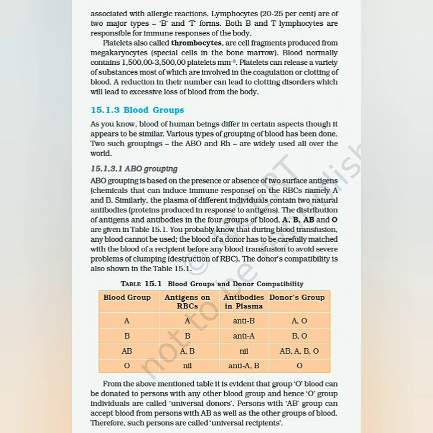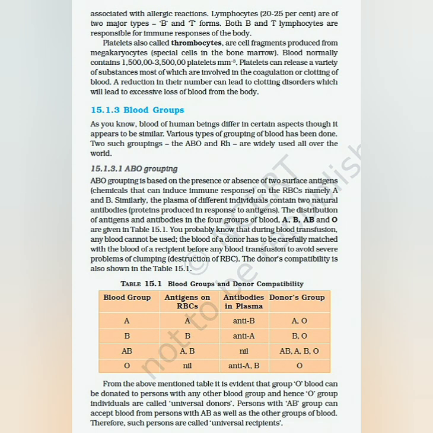Blood group A has antigen on RBC, A, antibodies in plasma, anti-B. Donor group is A and O. In blood group B, antigen on RBCs is B, antibodies in plasma, anti-A. Donor group is B and O. Blood group AB, antigens on RBCs A and B, antibodies in plasma, nil. Donor group AB, A, B, O. Blood group O, antigen on RBCs nil, antibodies in plasma, anti-A and anti-B, donor group O.